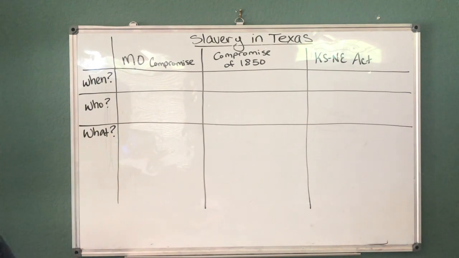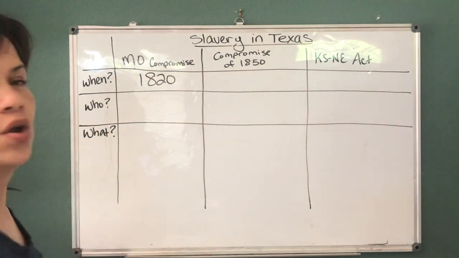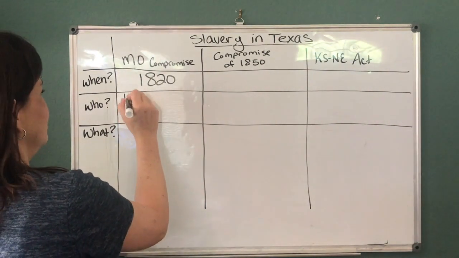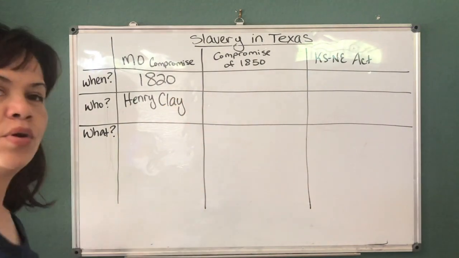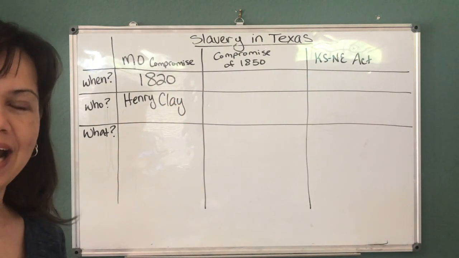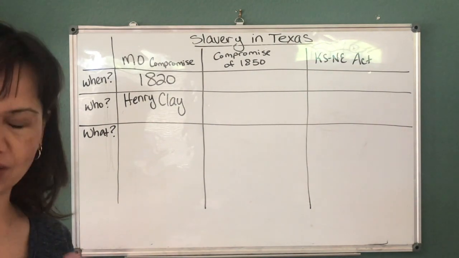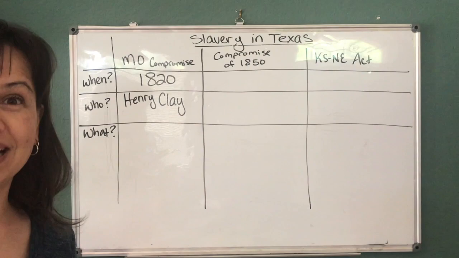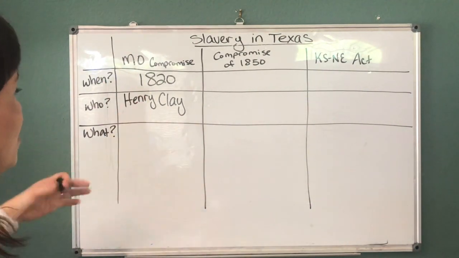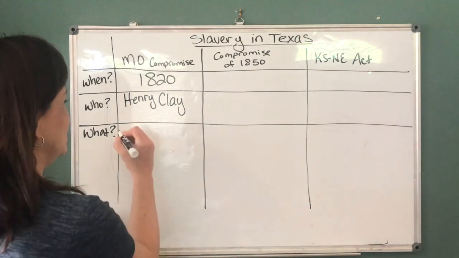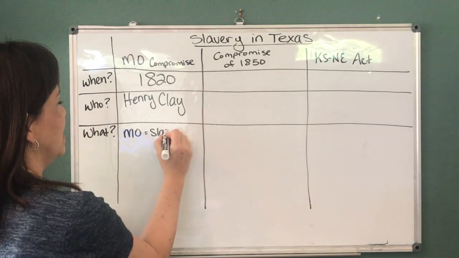The Missouri Compromise. When was this? This was in 1820. Remember, the author of it was Henry Clay. If you remember, Henry Clay was actually anti-annexation of Texas because he feared that it would spark a war with Mexico, and he didn't want to add another slave state to the Union. And the Missouri Compromise, remember, added Missouri as a slave state. So MO is Missouri. So that was added as a slave state.